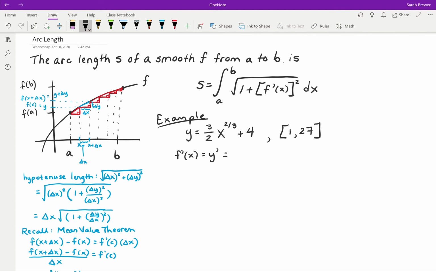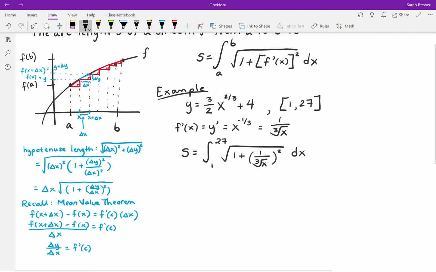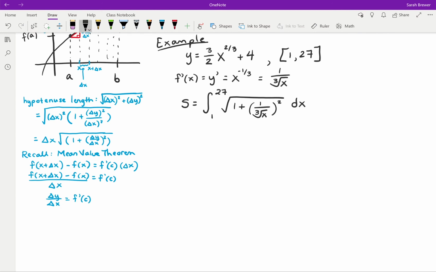Derivative of the constant is 0, so we're just looking at x to the negative 1/3, or 1 over the cube root of x. So my arc length s then will be the definite integral from 1 to 27 of the square root of 1 plus 1 over the cube root of x squared dx. And that same trick that we used to derive this formula, where we factored out that delta x squared, is going to be a handy trick to use when you're trying to compute these arc length integrals.